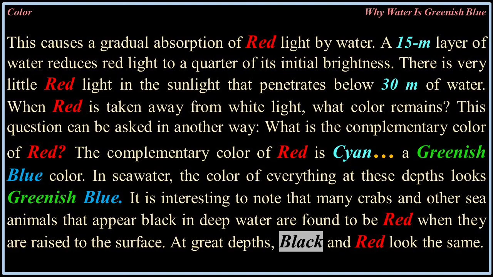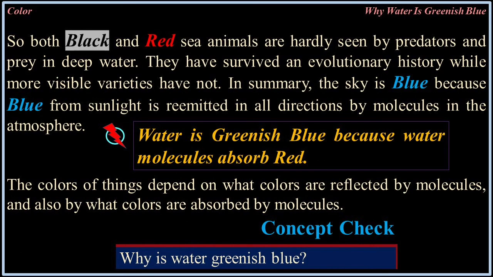In seawater, the color of everything at these depths looks greenish blue. It is interesting to note that many crabs and other sea animals that appear black in deep water are found to be red when they are raised to the surface. At great depths, black and red look the same. So, both black and red sea animals are hardly seen by predators and prey in deep water. They have survived an evolutionary history while more visible varieties have not.